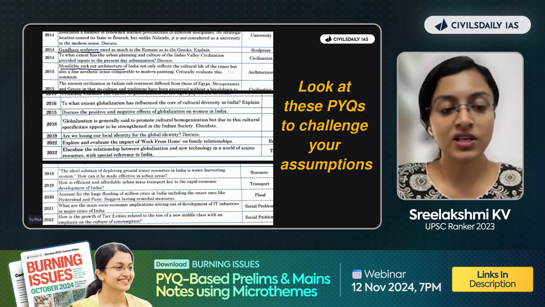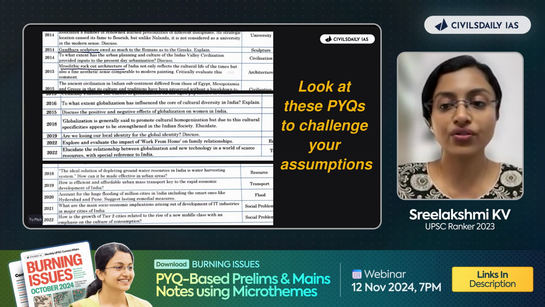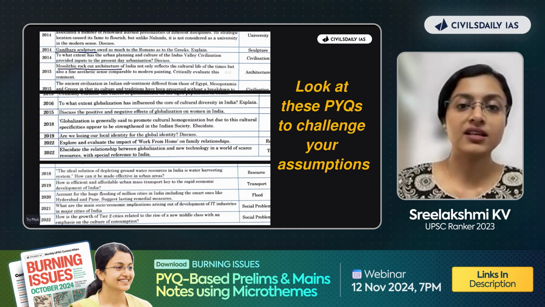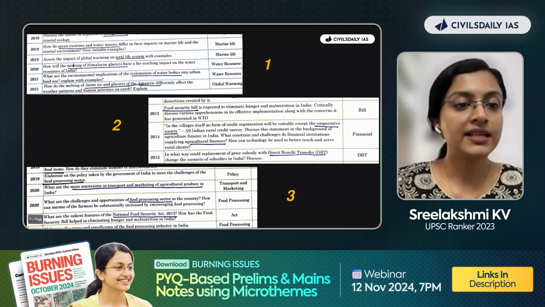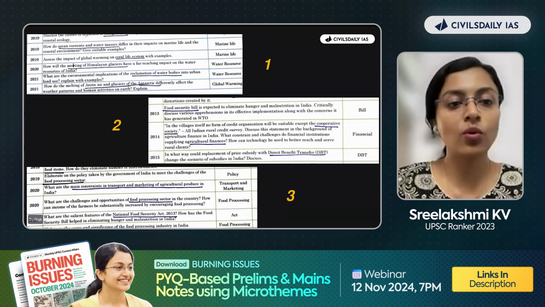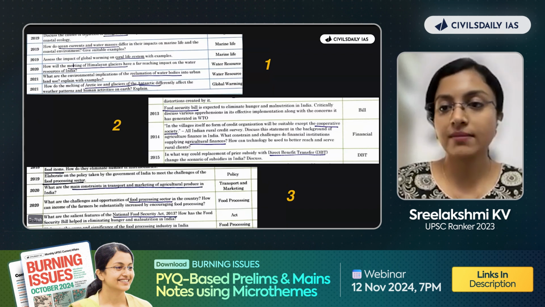Again, here you can see a 2022 question. How is the growth of tier 2 cities related to the rise of a new middle class with an emphasis on the culture of consumption? GS3 question? No, it has come in the GS1 paper. Right? Similarly, you can see 2019: assess the impact of global warming on coral life systems with examples. GS3 under environment? No, it has come in GS1 under geography.